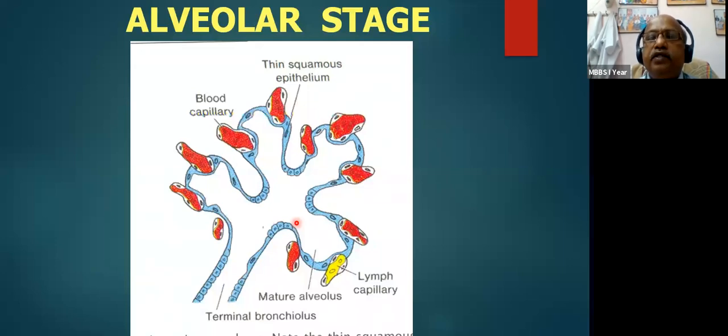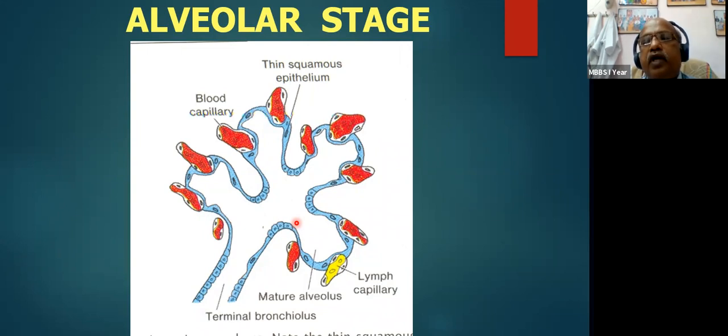Your type 2 cells will be larger than the type 1 cell, with numerous microvilli. So it secretes your surfactant, which is important to maintain the patency of the alveoli. It reduces the surface tension. That is the main function of your surfactant. That is important for maintenance of alveolar patency. Otherwise during expiration, the alveoli will collapse.